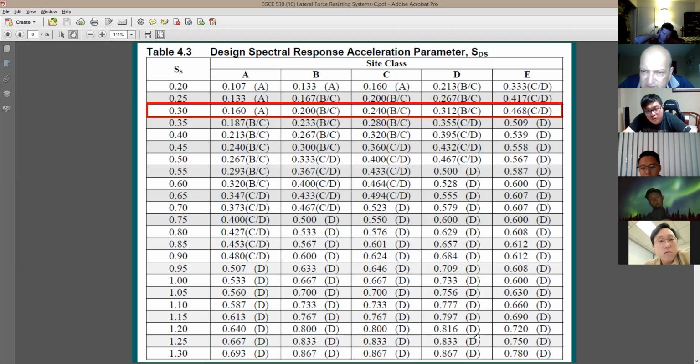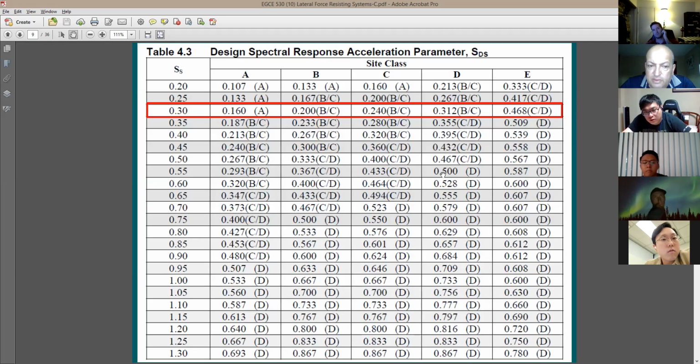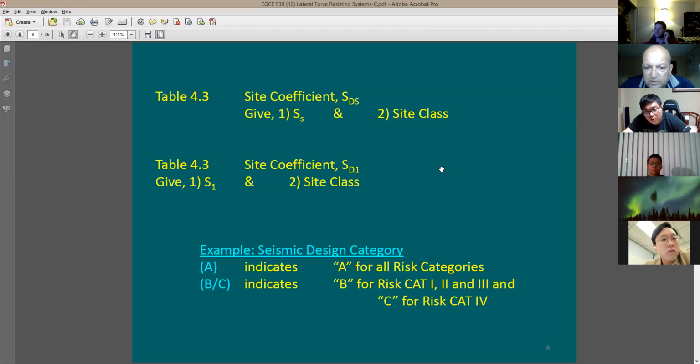Okay, this makes sense. If the SS value, let's say, is going to be 0.7, and you have site class D, it means that your seismic design category is going to be D. This is easy. But the problem is when it comes to B slash C or C slash D, what does it mean by that? To know what it means, what I want you to do is just look at this key right here at this location.